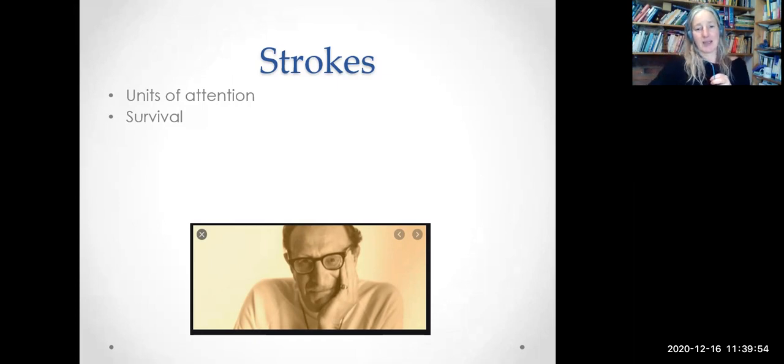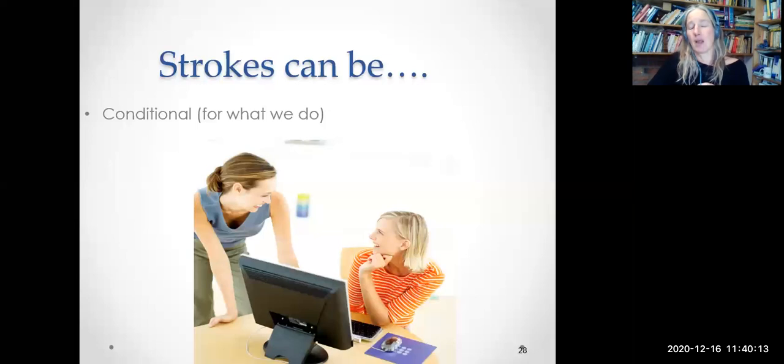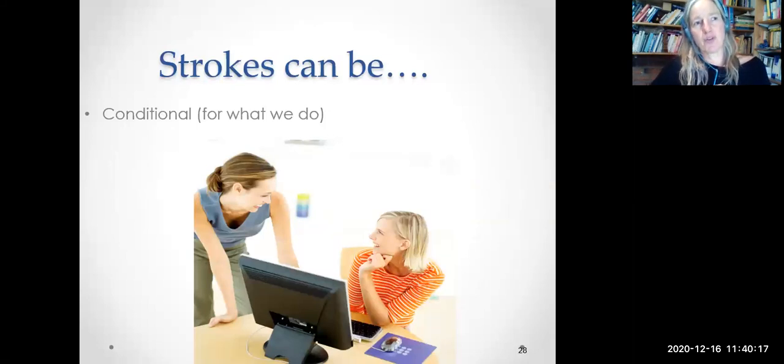Now Berne didn't know that bit because we didn't have the science back then, but he's been proved to be right. So strokes come in different forms. So conditional for what we do, we tend to dish a lot of these out at school. So well done, you put a date on that, or that looks tidy, or you got an A grade for that. They're all conditional because they're about what we do. And even as staff, we get our performance review based on our exam data. So that's conditional, that it's positive if we do.